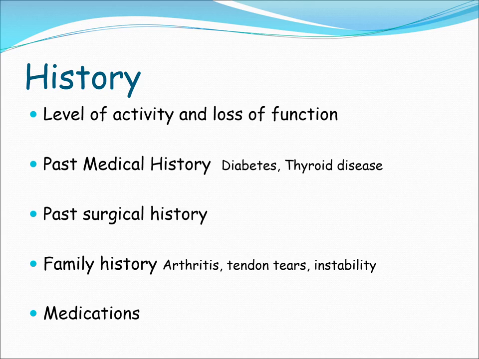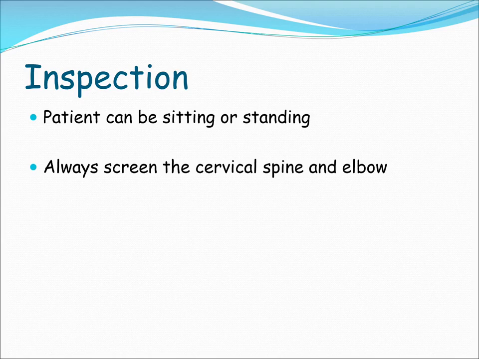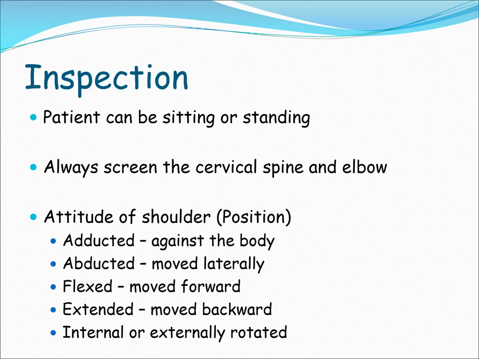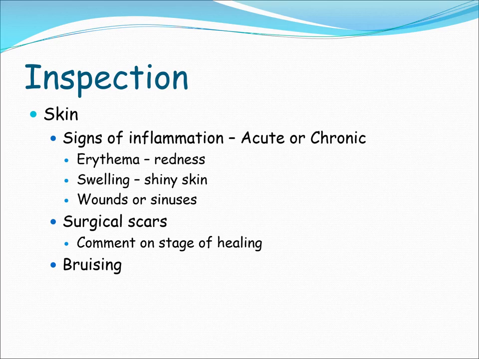The inspection of the shoulder can be done with the patient either sitting or standing, but you need to fully undress and expose the shoulder, the neck, and the chest. You must always screen the cervical spine and the elbow prior to doing the shoulder examination. These are orthopedic terms that describe the position of the shoulder. Inspection of the skin should look for any signs of inflammation, which may be acute or chronic, as well as previous surgical scars, and any evidence of trauma, such as bruising.